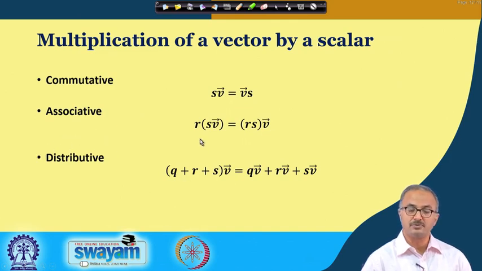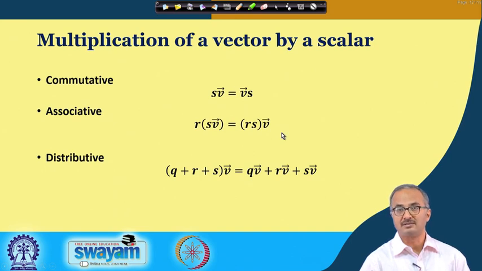Associative is that suppose you have two scalars and one vector. So first s and v. First you multiply s with v, and the resultant vector you multiply by r. That will give the same vector as if you first multiply r and s and then multiply by v. And you can extend it the other way also. You can put r into v and then multiply by s. So all of them will give you the same answer. That is how we say it is associative.